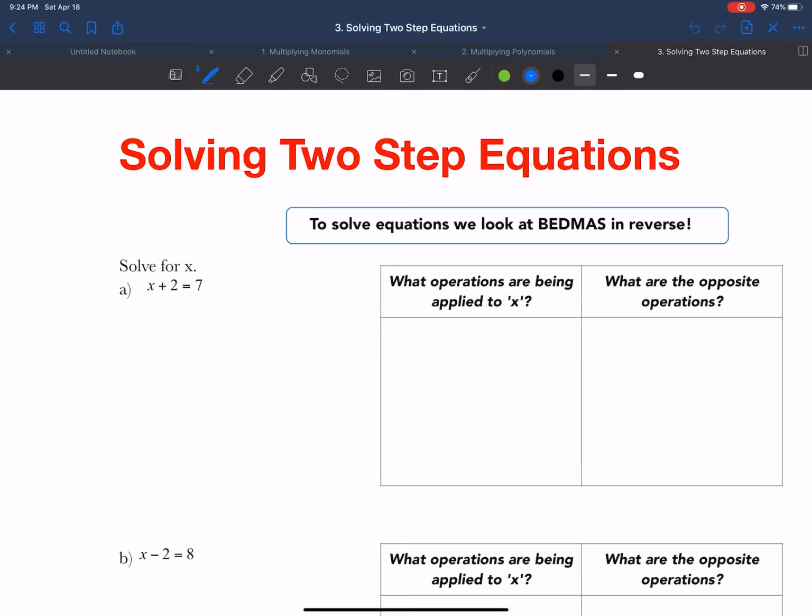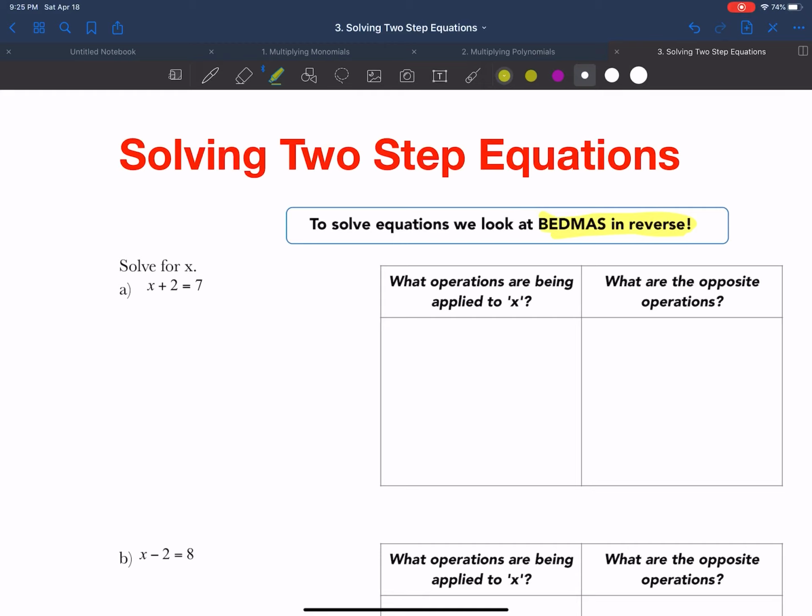Okay, so now we are looking at solving two-step equations. In week one, we looked at solving one-step equations. And what I said was to do the opposite operation, right? This is what we're doing when solving equations: the opposite operations, or in simpler terms, BEDMAS in reverse. Okay, we're doing BEDMAS backwards.